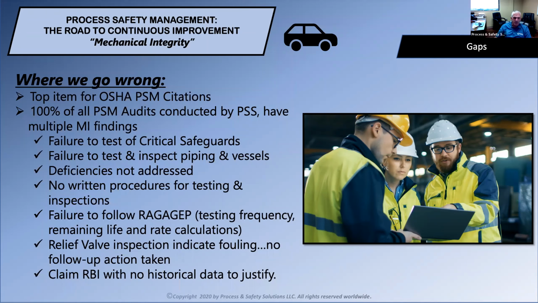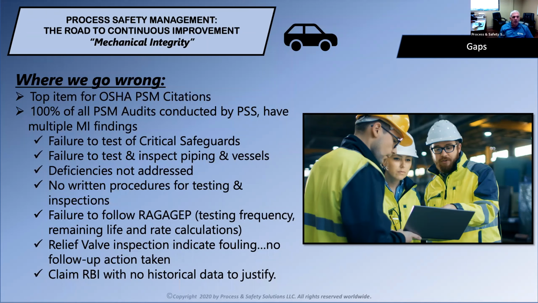Deficiencies are not addressed. And this normally happens, oftentimes we see, when a third party is doing MI inspections on piping and vessels. They may do external visuals, they may do UT thickness readings, and they may come across a deficiency, but the deficiency never makes it to any action. It winds up in a report that never is developed into an action that is addressed anywhere.